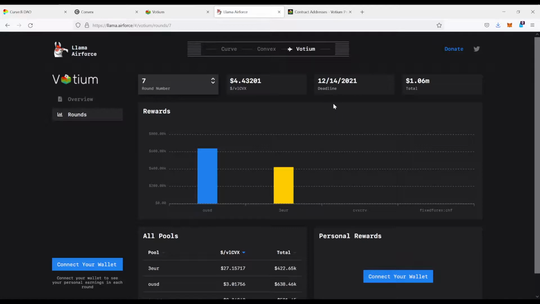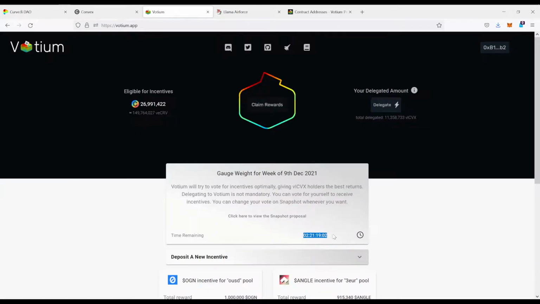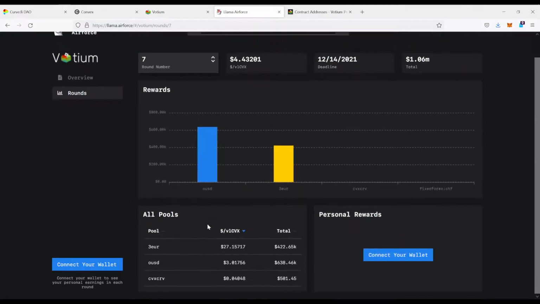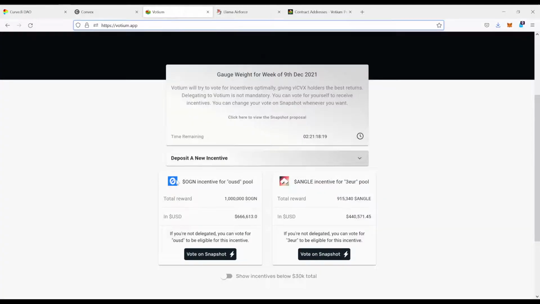If you go to the current round, it is not yet finished. So if we come over here to Votium, you will see there's still 2 days and 21 hours of time for protocols to post their offers, so to speak. So the protocols come over here and they can say, okay, I put up so many rewards for users to vote for my protocol, for my pool, yeah? And right now we can see that we have these 3 protocols which have actively put up some bribes, okay? So it's OGN and it's Angel, okay? It's the same like here, OGN and Angel. So they have a total reward of that many OGN, this much, and this is the USD value.